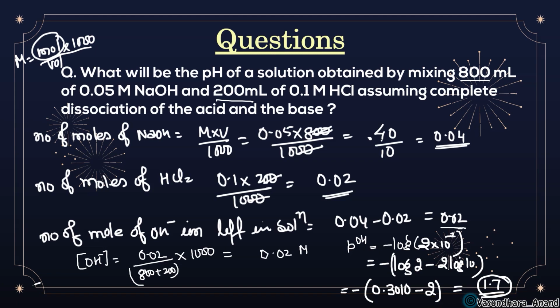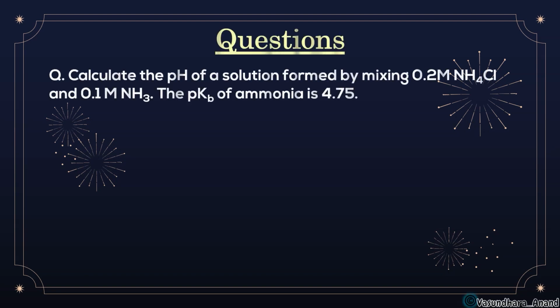I know there's too much numerical over here, but we have to do it. So just move to the next question, and this question is going to be the last question for you people. So don't worry about that. Okay, chaliye, don't panic. Calculate the pH of the solution formed by mixing 0.2 m NH4Cl and 0.1 m NH3. The pKb of ammonia is 4.73.